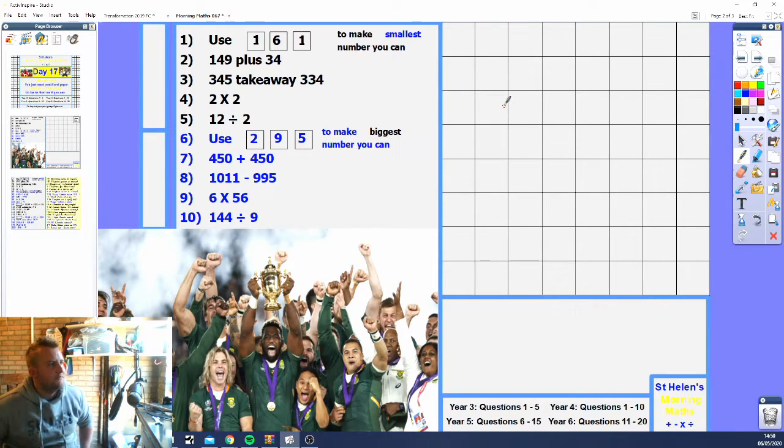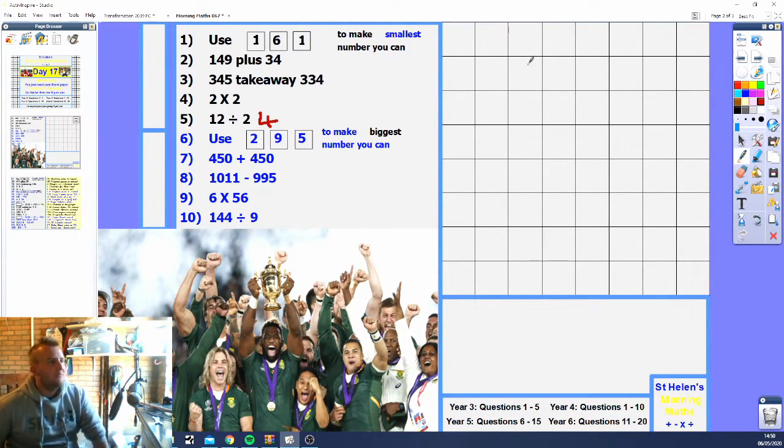2 times 2, that's nice and simple. Get your fingers out. 2, 4. The answer is 4. Okay, so we've got the first five questions done. If you're in year 3 and you're confident, you can continue. This is maths for where year 4s can start.